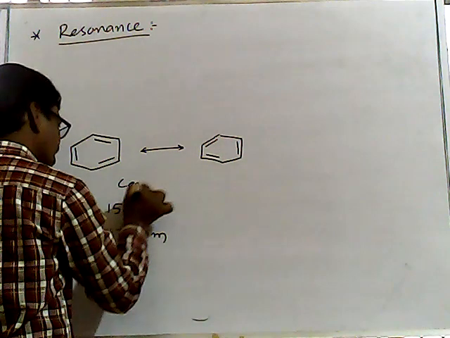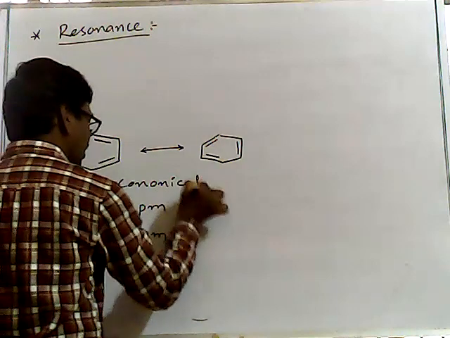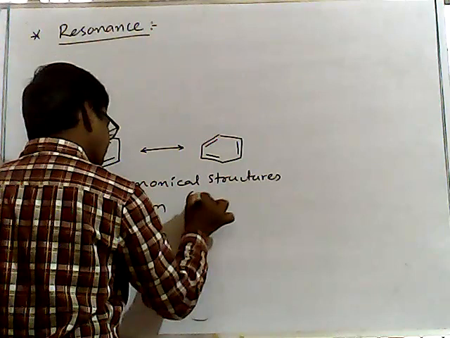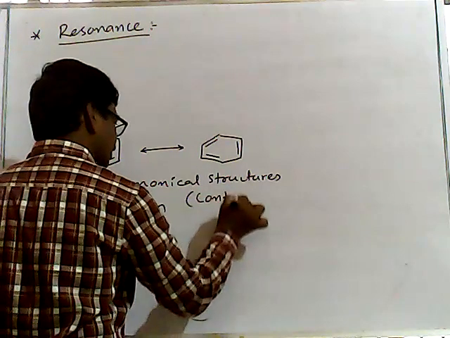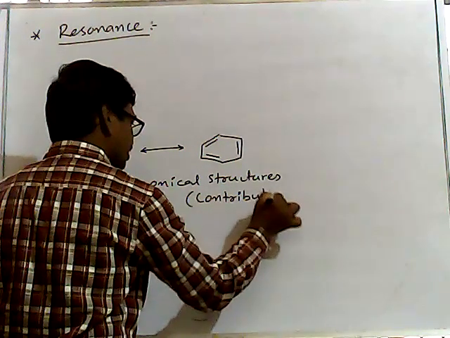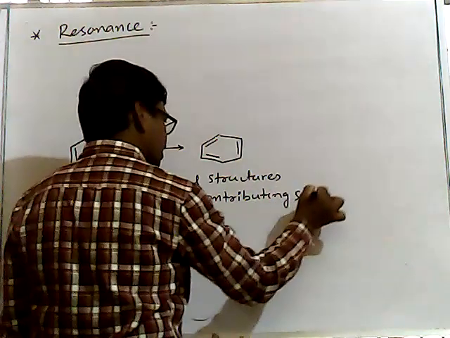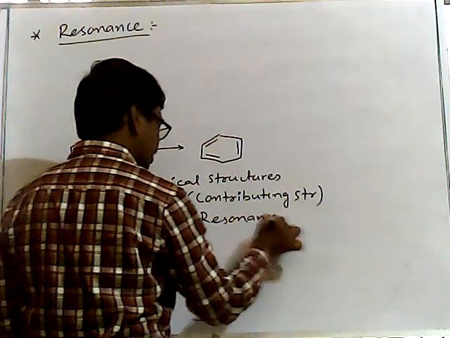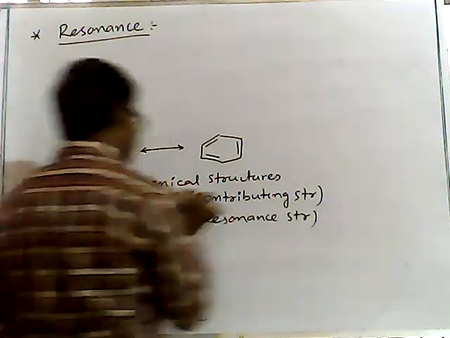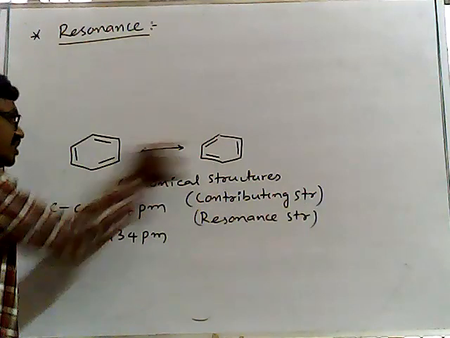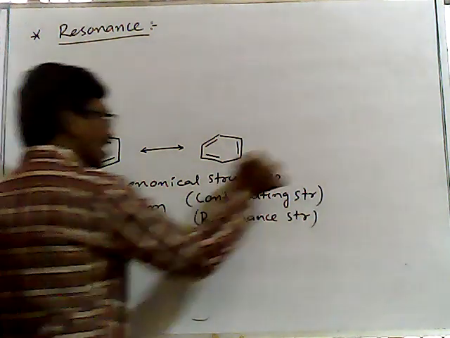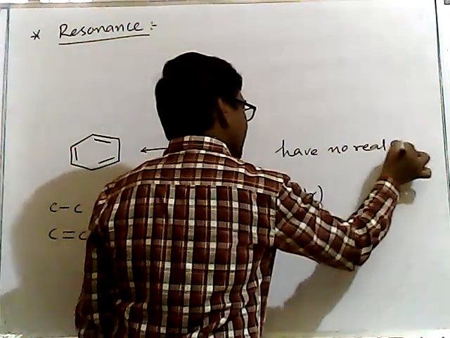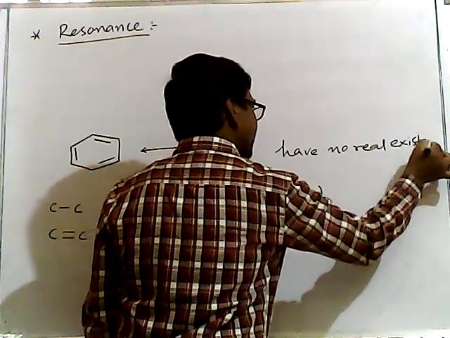Otherwise, we can say canonical structures. These two are canonical structures. Otherwise, we can say contributing structures. Otherwise, we can simply say resonance structures, resonance structures or canonical structures. These structures have no real existence.